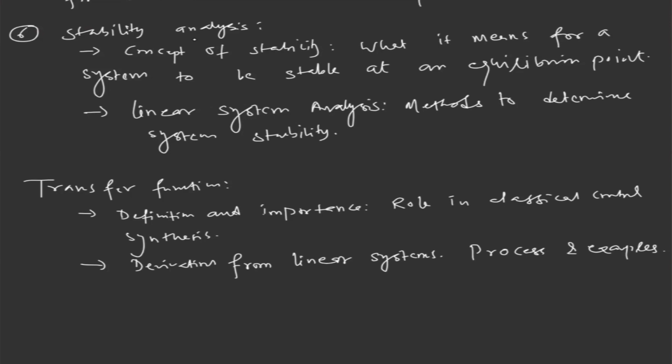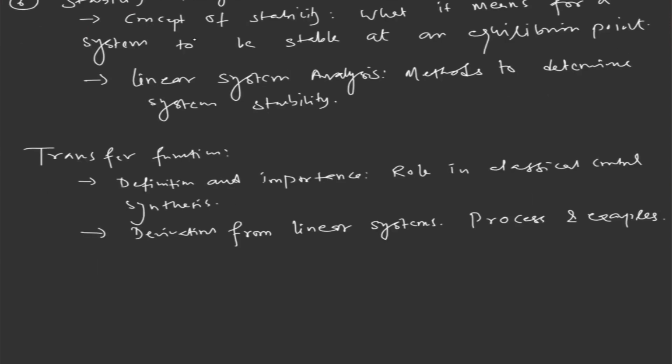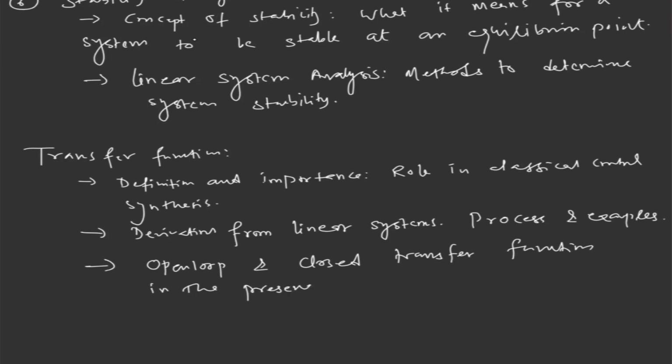Then after the transfer function we have studied, we can look at it from different angles, open loop and closed loop. So we have studied open loop and closed loop transfer function, in the presence of reference input, noise in the system, and disturbance.